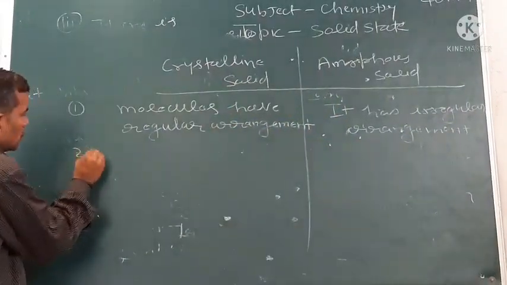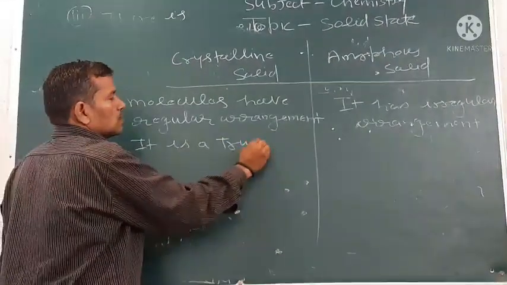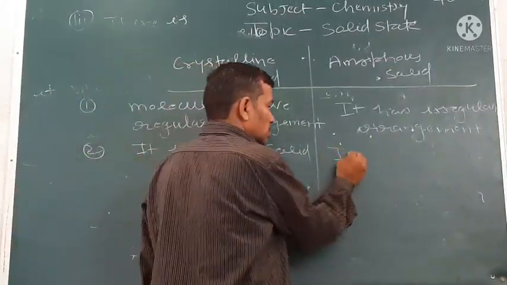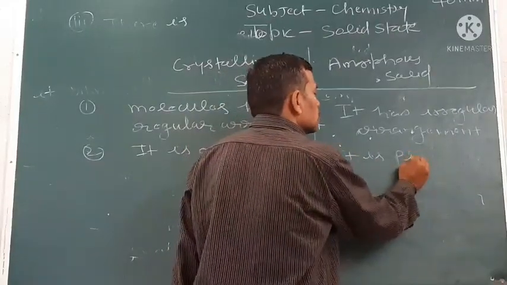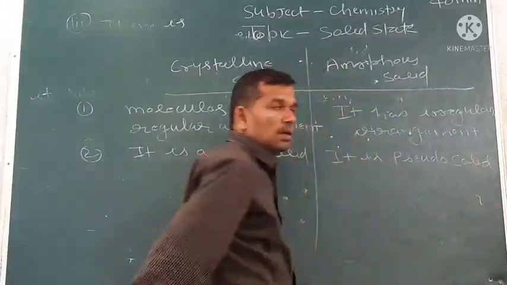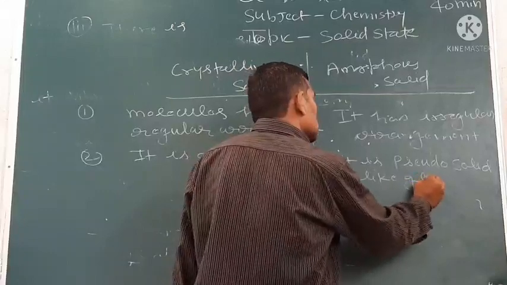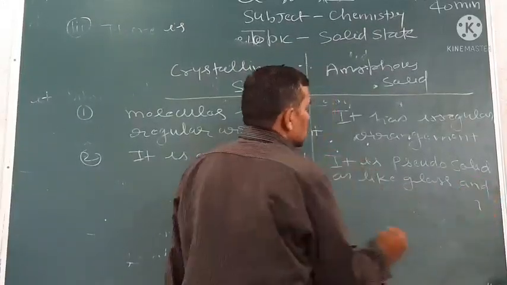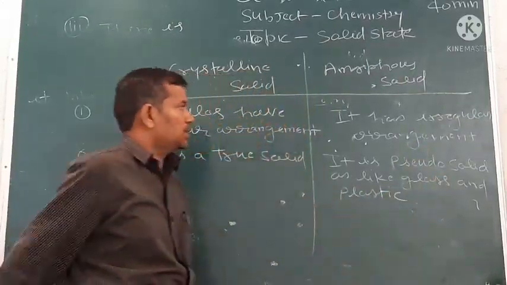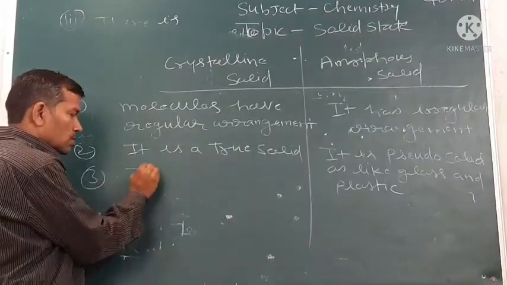Second, crystalline solid is a true solid. Amorphous solid is a pseudo solid, like glass and plastic.